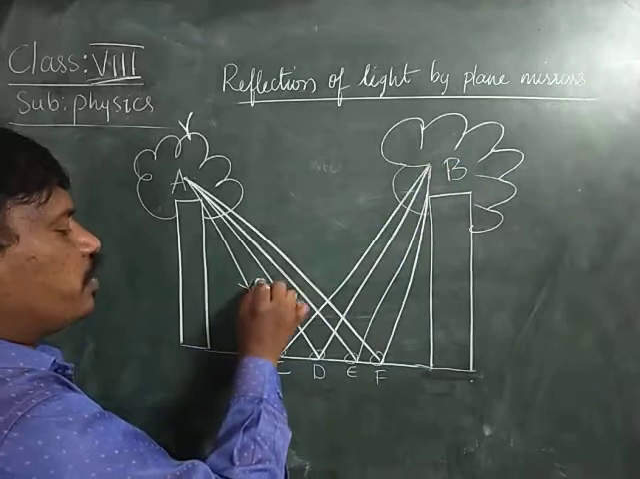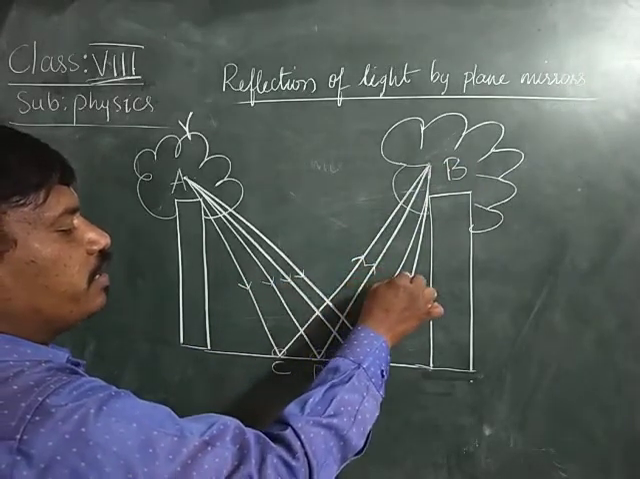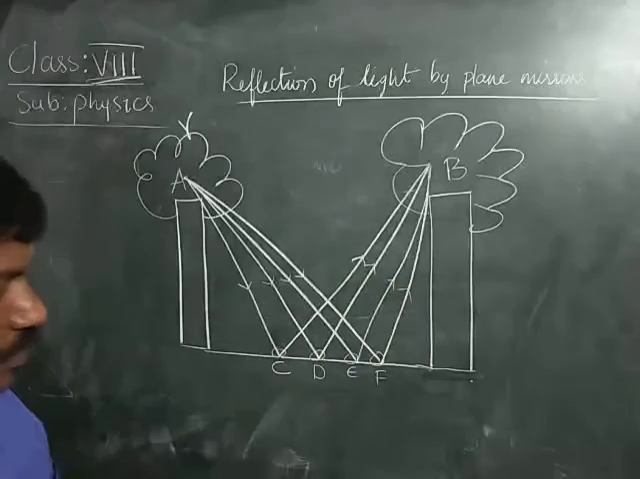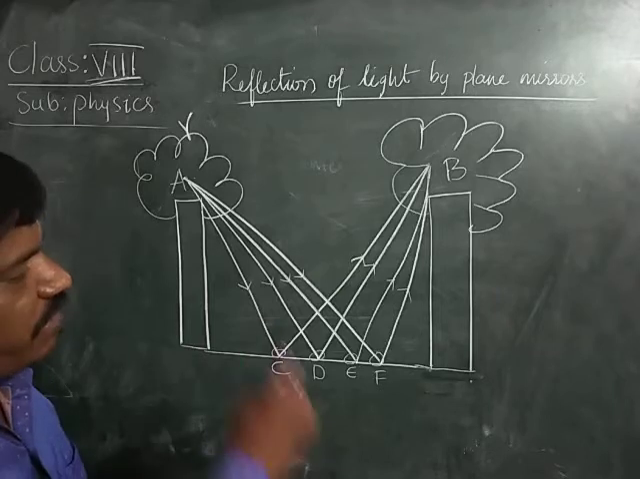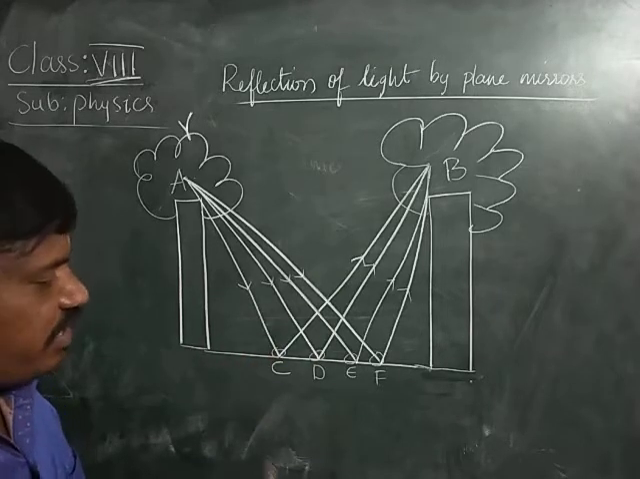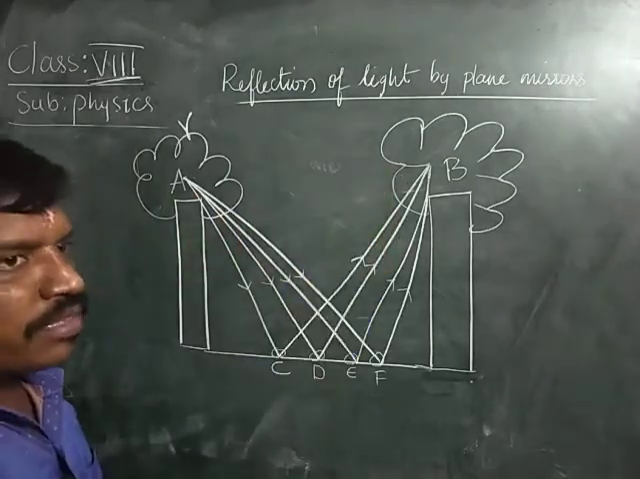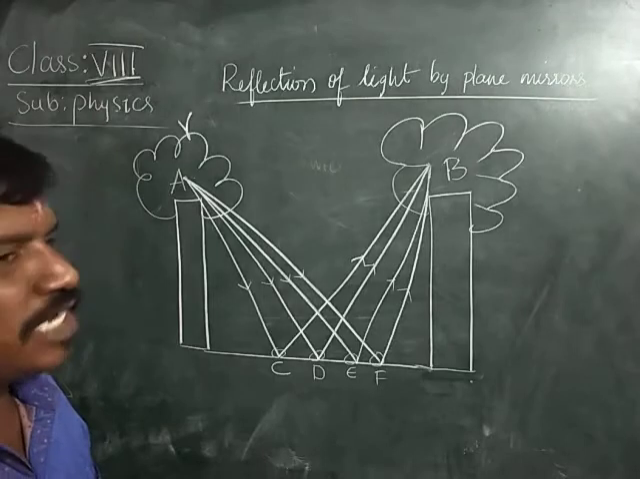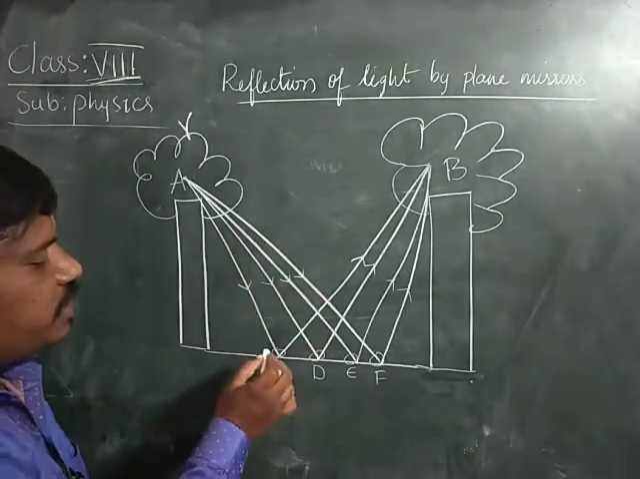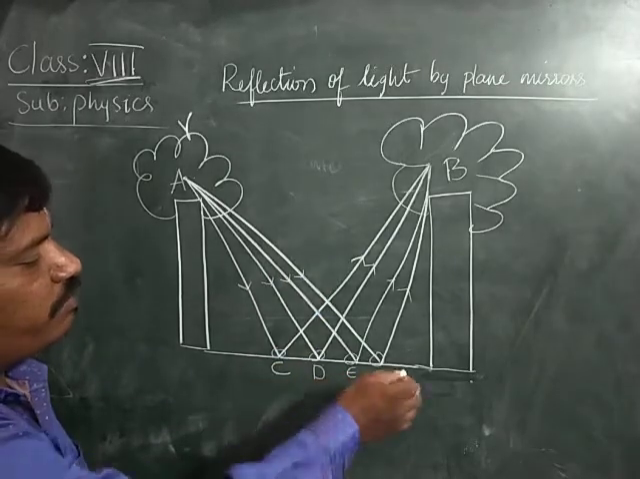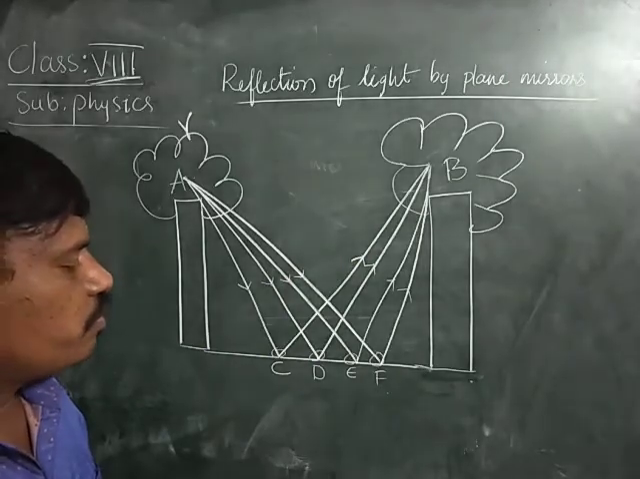Here, the crow is coming from tree A and reaching tree B by taking the grains. Now, the question is: in which of the cases does the crow reach tree B fastest? That means in which position, whether it is position C or D or E or F, does it reach fastest?